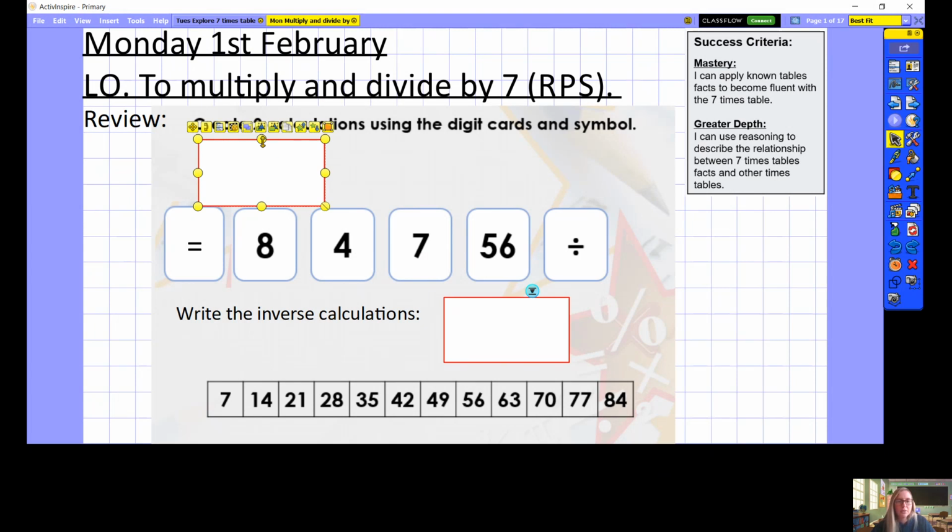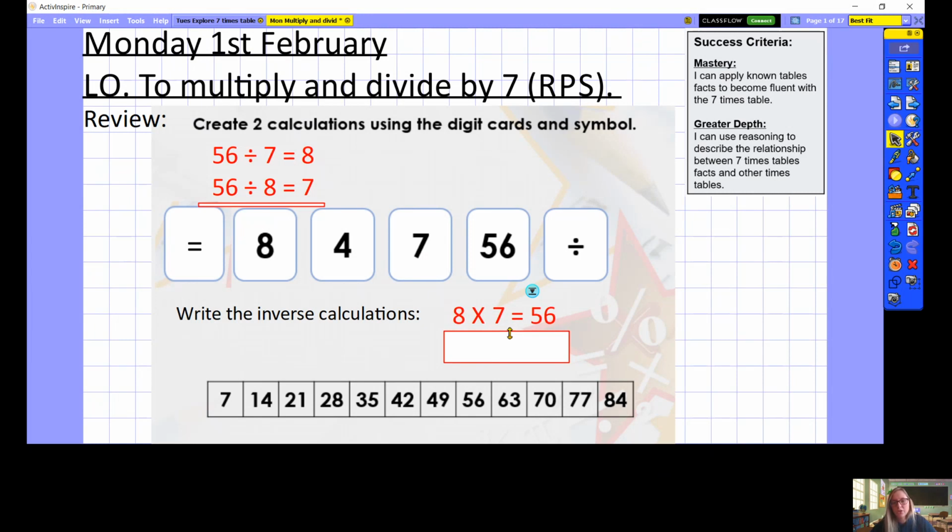So the calculation you should have written is 56 divided by 7 equals 8. And if we know that 56 divided by 7 equals 8, then we also know that 56 divided by 8 would equal 7. So those are the 2 calculations you should have written. And then the inverse, so we know the inverse of division is multiplication. So we should have written 2 multiplication questions. So you should have written 8 times 7 equals 56, and 7 times 8 equals 56. So well done if you got those correct.